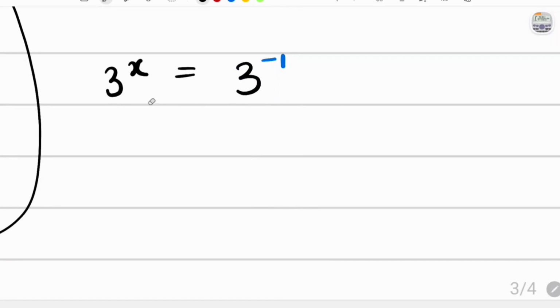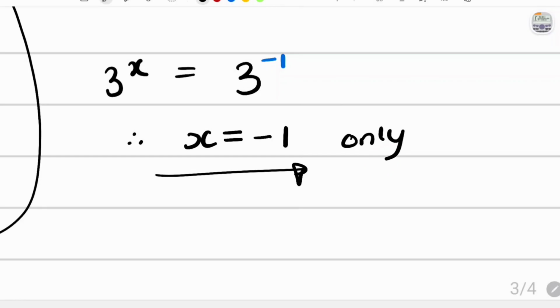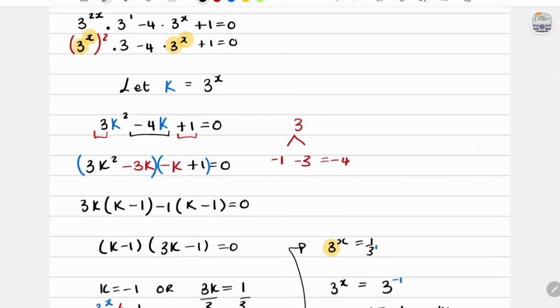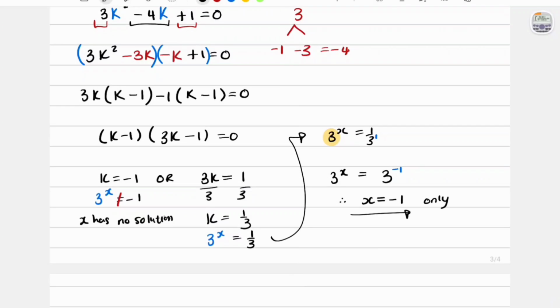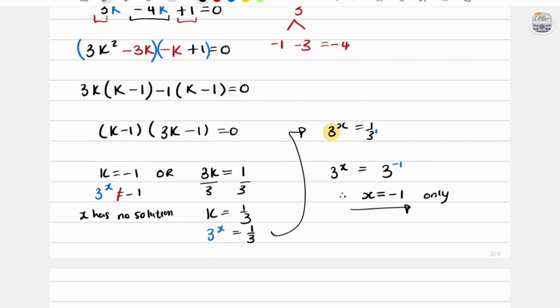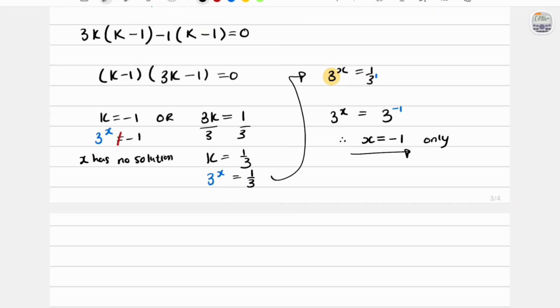So you see the bases are the same in an exponential equation. If the bases are the same, you have all the right to equate the exponent. So x is equal to -1 only. This equation has only one solution, and it's one of those K method substitution equations. So 1.2.5 is done, and we finally move on to the next question.